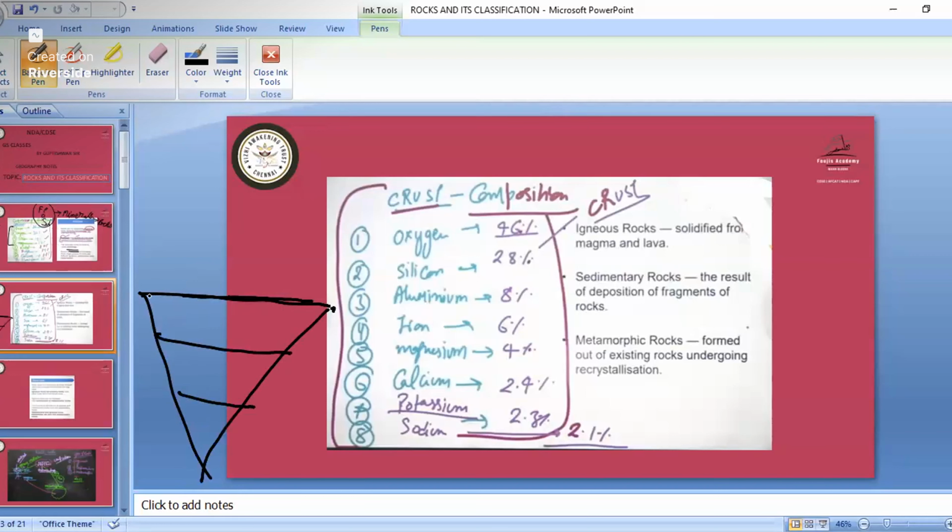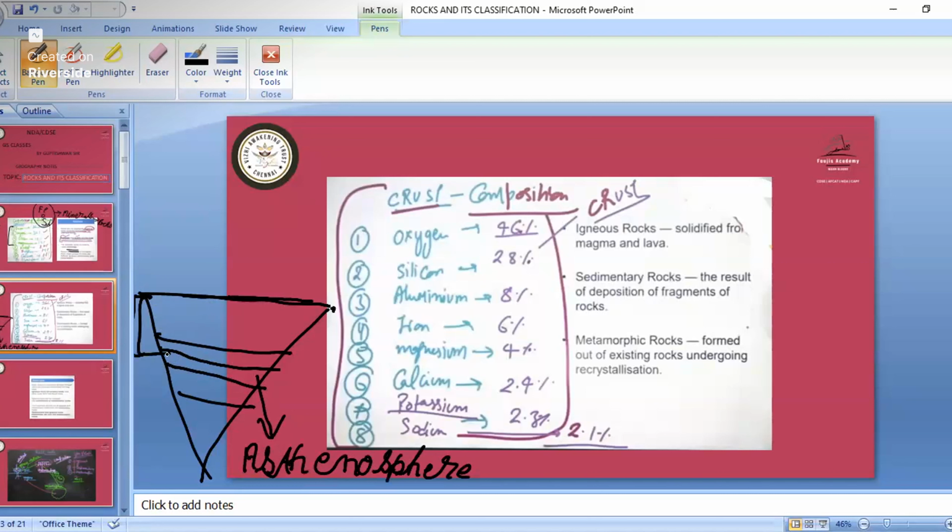The whole crust part, along with the upper part of the mantle, is known as the lithosphere. Then the part below the lithosphere, in the upper mantle, is the asthenosphere. This asthenosphere is in a molten state, neither liquid nor fully solid. Because of this, our whole earth maintains its equilibrium.